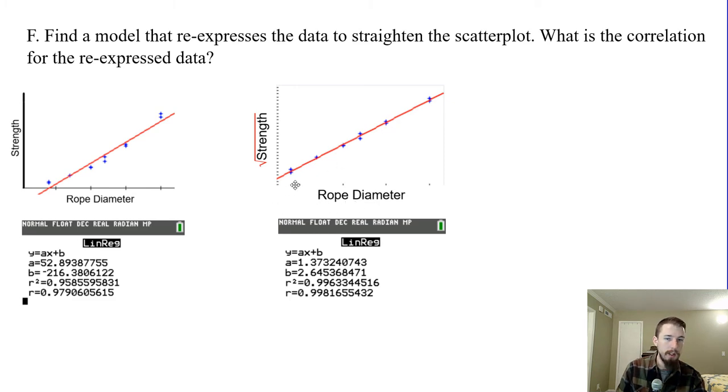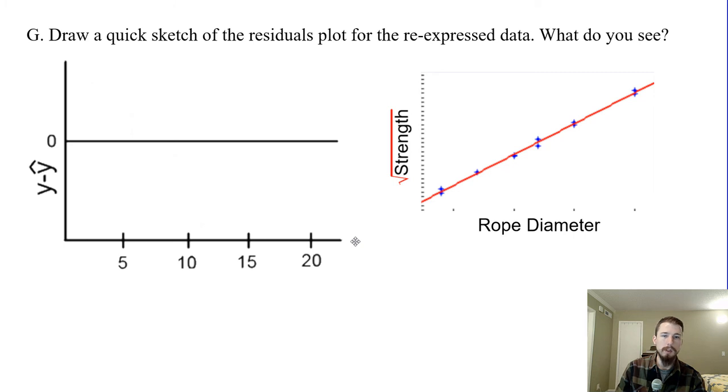All right, then. What is the correlation of the re-expressed data? We got that right there. Draw a quick sketch of the residual plot for the re-expressed data. Notice there's no pattern in there anymore.